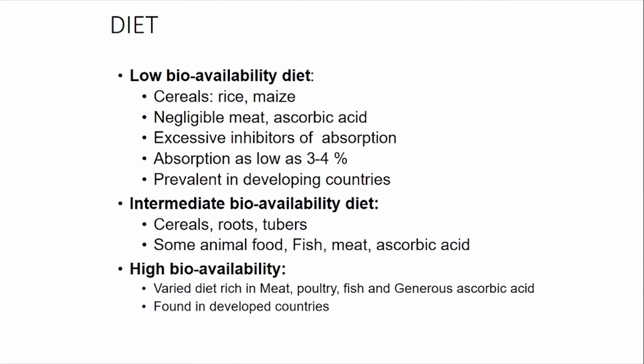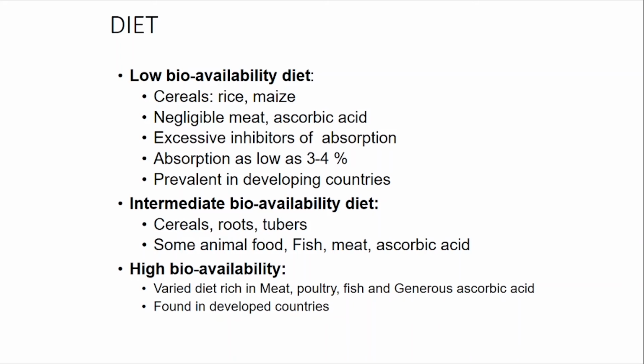which could result from hemorrhoids, chronic duodenal ulcer, and from amebiasis. From diet also, there could be various amounts of iron that could be absorbed. This is from low bioavailability diet, intermediate bioavailability diet, and high bioavailability diet. Diets of low bioavailability are prevalent in the developing countries, and these will account for absorption of as low as 3 to 4%. An example of this diet includes cereals, rice, and maize.